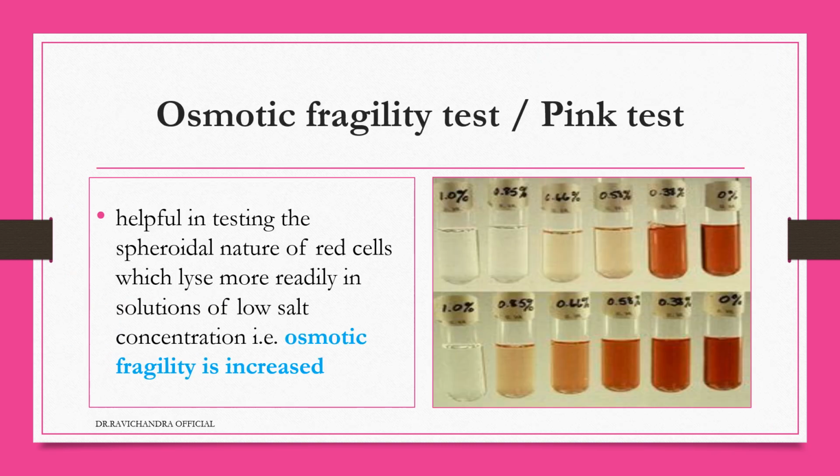Coming to the osmotic fragility test or pink test. It is helpful in testing the spheroidal nature of red cells, which lyse more readily in solutions of low salt concentration. That is, osmotic fragility will be increased. We have to take 12 test tubes with different concentrations of sodium chloride, and a blood drop is added to each sample, and you have to note down the hemolysis starting point, and thereby you can note the osmotic fragility.